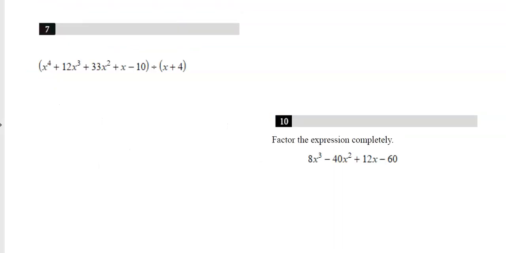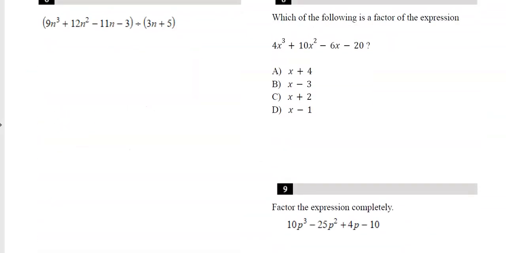All right. Moving on up to number 8. Which of the following is a factor of the expression? What I could do is test synthetic division on these. I'll do one that doesn't work and one that does work. I know A doesn't work, so I'm going to test negative 4. This might be one where you use a table. So maybe we go 4, 10, negative 6, and 20.